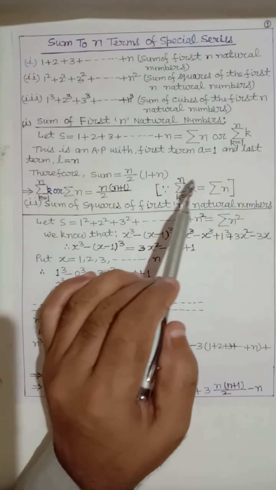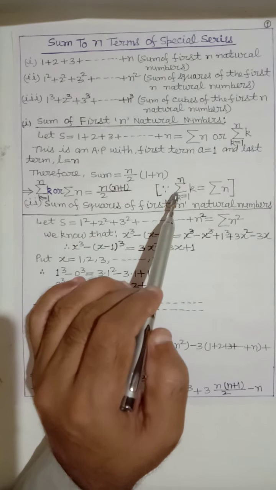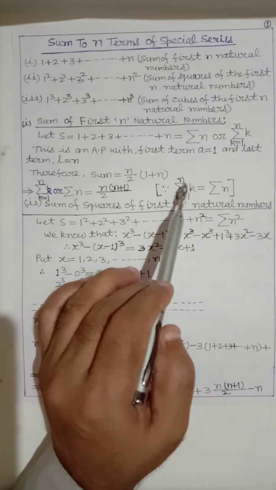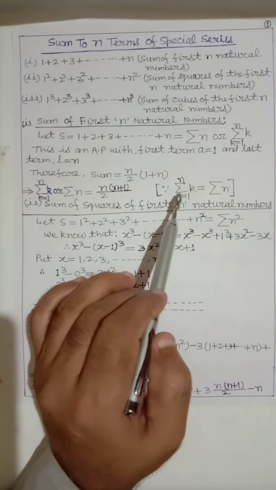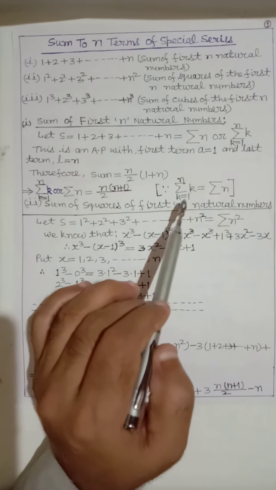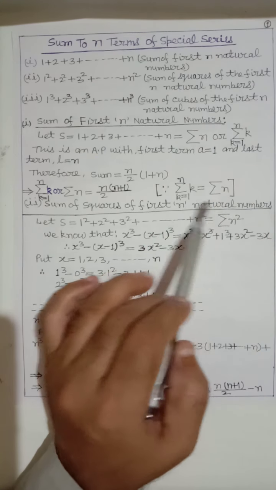And here this is the same meaning, summation k, where k varies from 1 to n, equal to summation n. Dear students, it is also called the sigma. Can you read here? We can read this as sigma k, where k varies from 1 to n, equal to sigma n also.